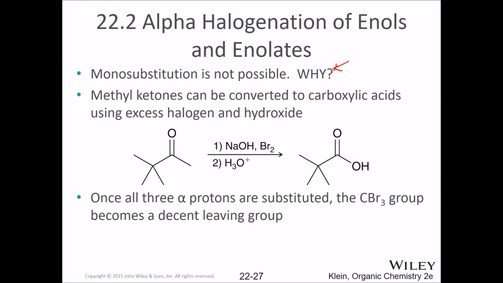Now, methyl ketones can be converted to carboxylic acids using halogen and hydroxide because monosubstitution is not possible. All right, so sodium hydroxide deprotonates that hydrogen right there, right? We put a bromine on there, but it can't stop, so it's going to actually deprotonate all three, right? And when we deprotonate all three, not all at once, right? One at a time, and replace it with a bromine, then the next hydrogen comes off faster, then the next hydrogen comes off faster yet. Once all three alpha protons are substituted, the CBr3 group becomes a decent leaving group.